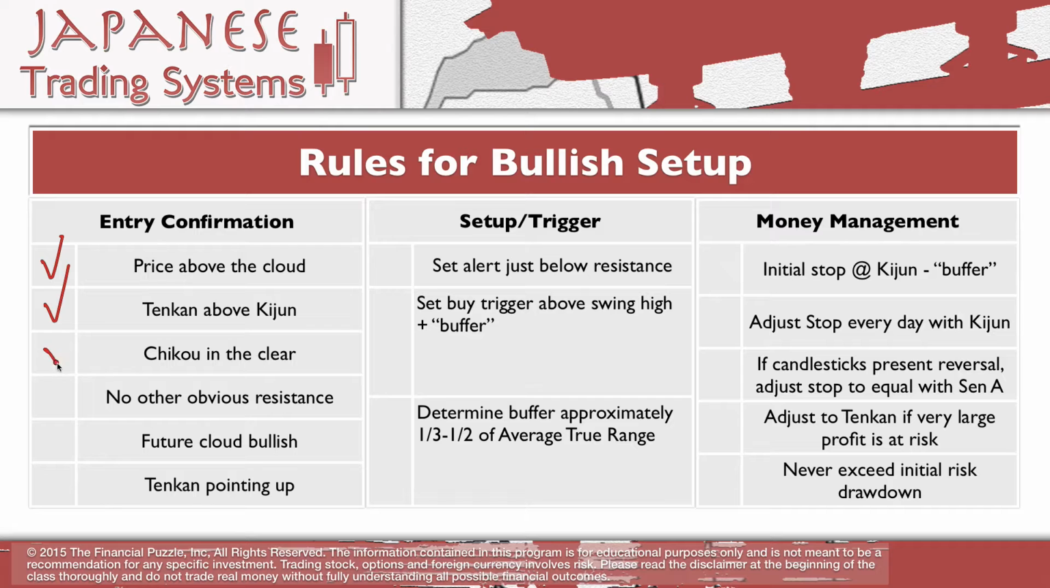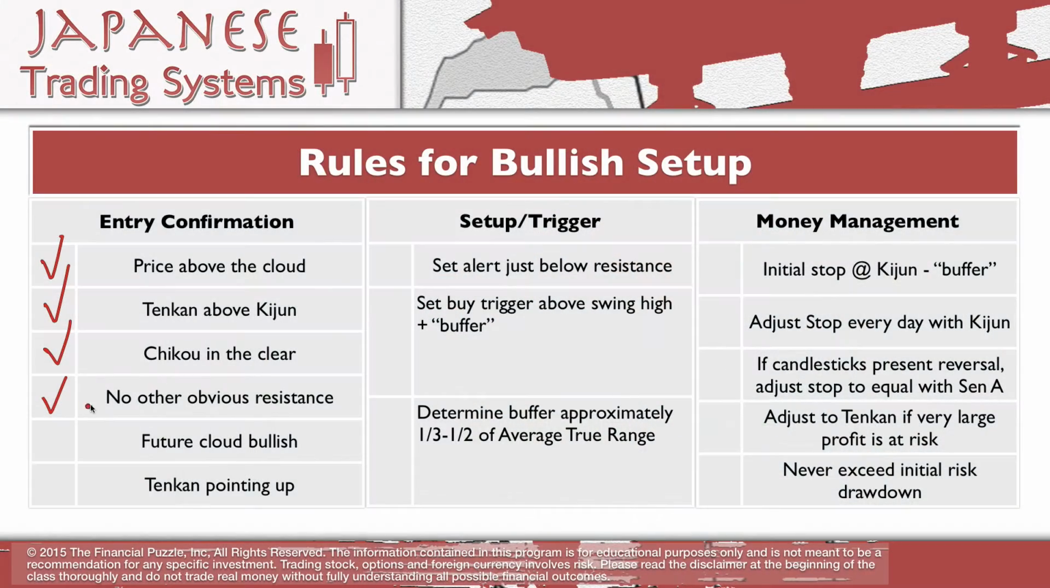Is the Chikou in the clear? Are we clear to trade higher? Remember, this is for a bullish trade setup, so we need Chikou in the clear. Is there any other obvious resistance? Sometimes you're looking at it and there's obvious resistance coming up, and if it's there, then you just have to say, I can't trade this because there's obvious resistance. But if there's no additional obvious resistance, next we need our future cloud to be looking bullish, and the Tenkan is pointing up.